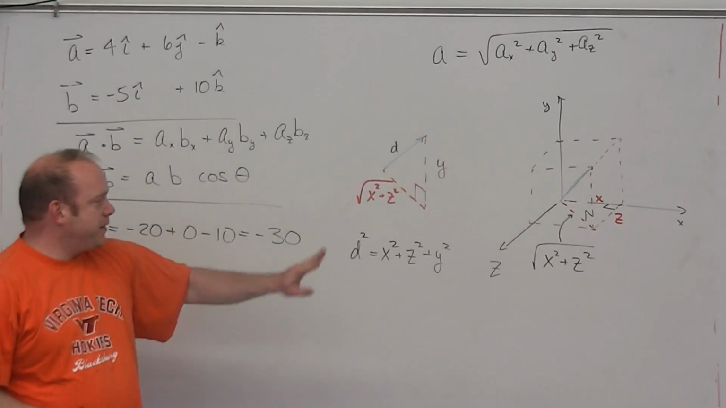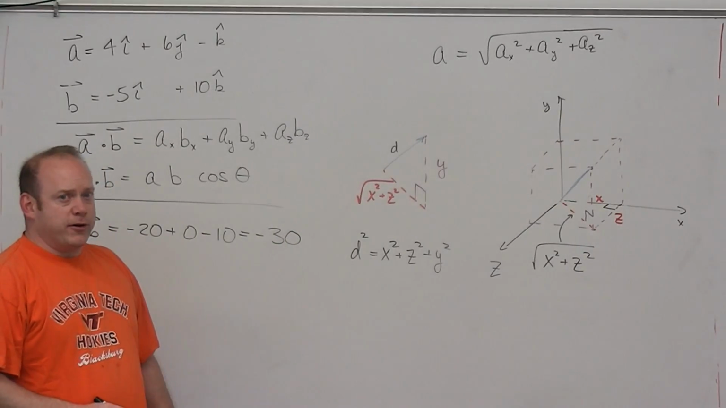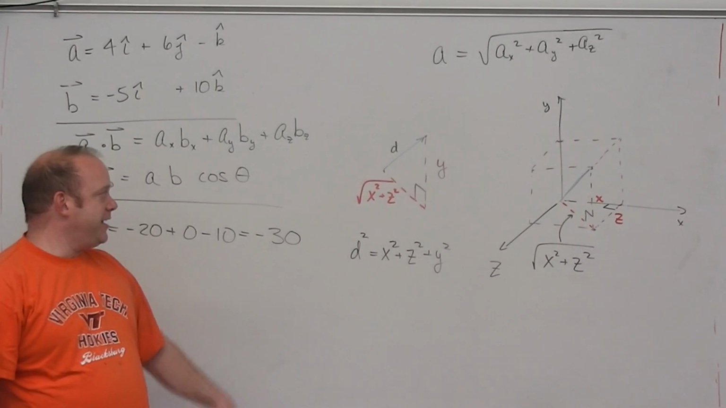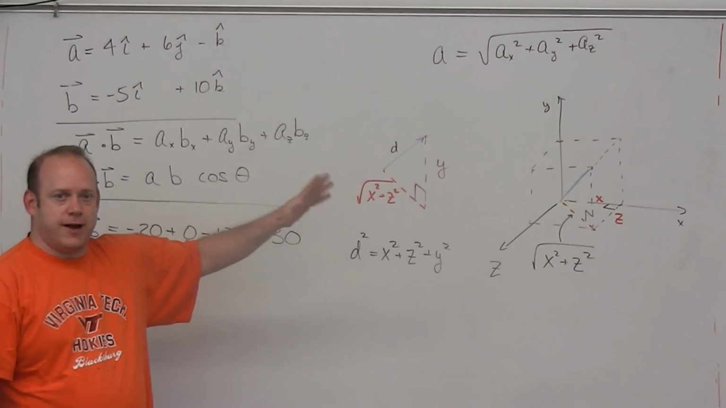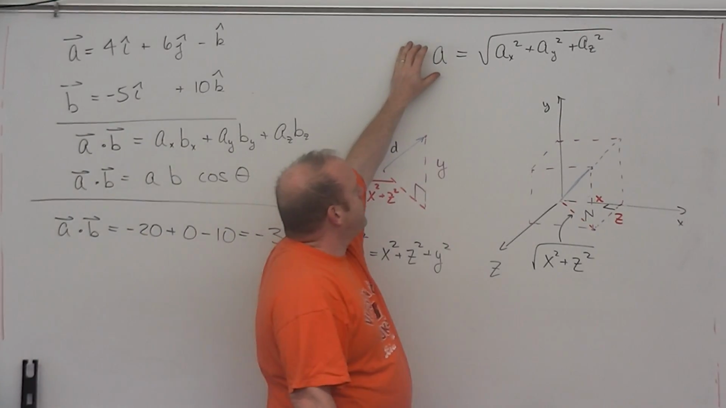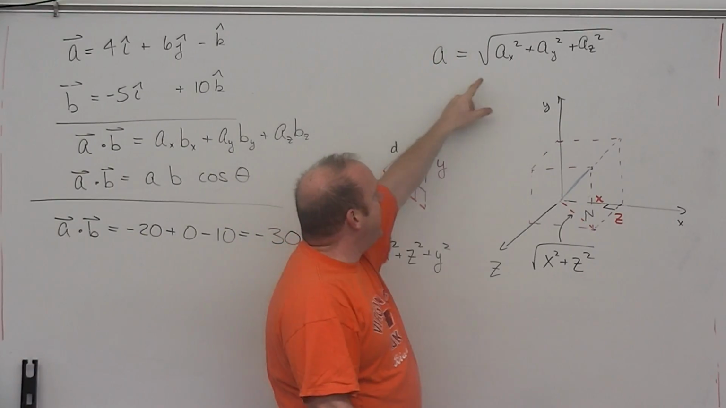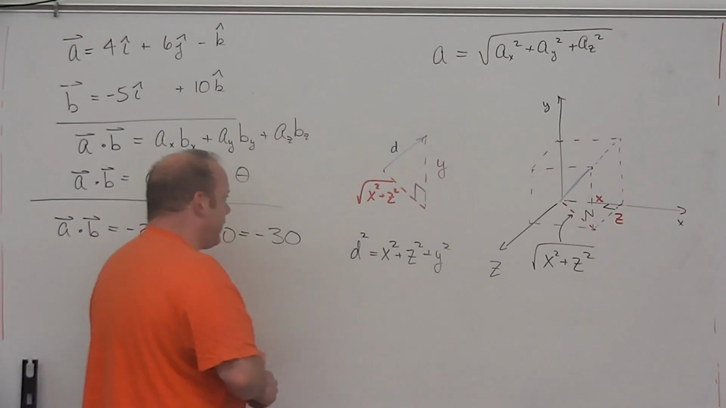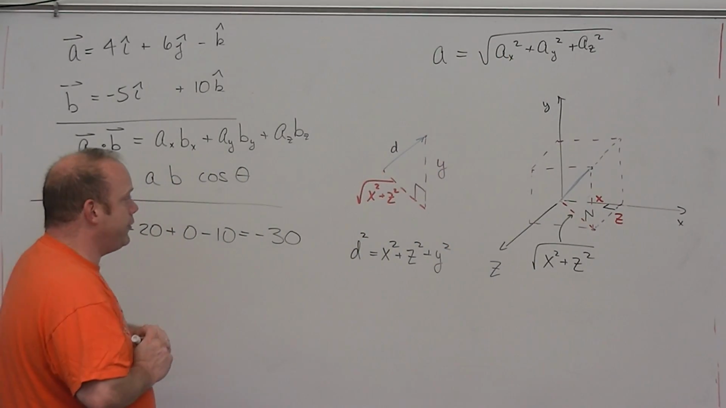I know this picture gets a little crazy. That's why multivariate is a hard class. The math in multivariable is actually pretty easy. It's the visualization and the 3-dimensional graphing that's kind of a pain in the butt. All right. So now, if I want to figure out the magnitude of A, I just take each of these squared and square root of it. It's just a 3-dimensional Pythagorean theorem. So let's go ahead and do that.